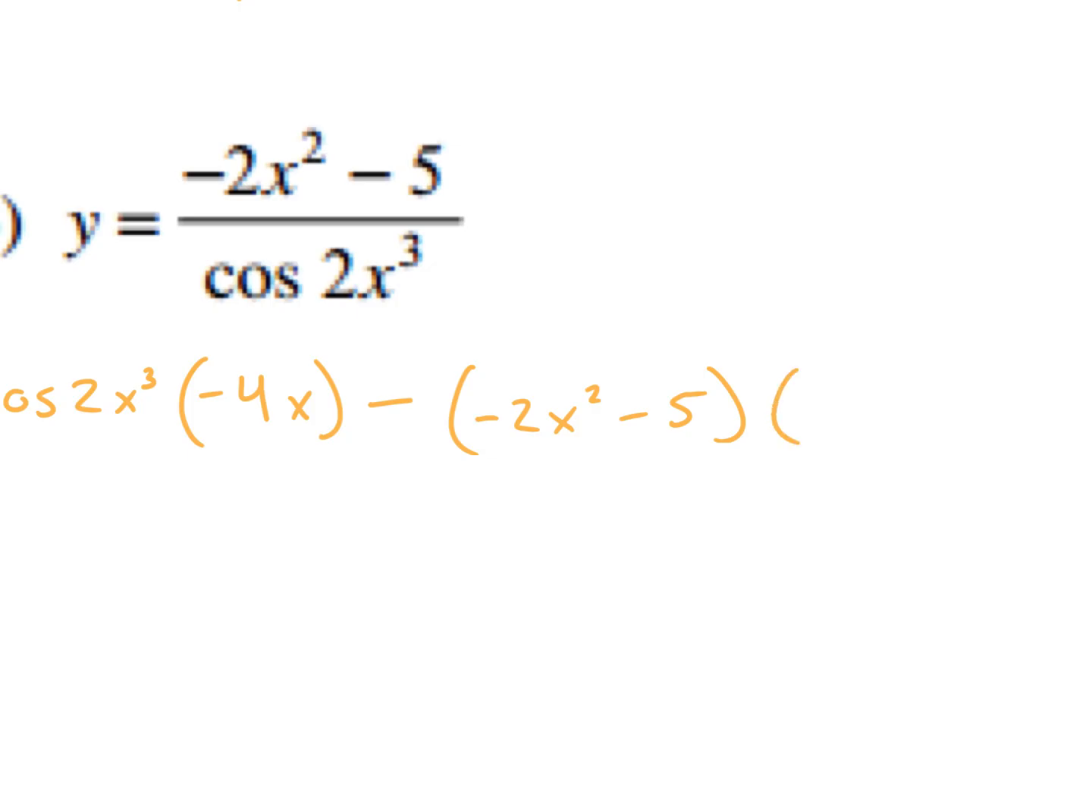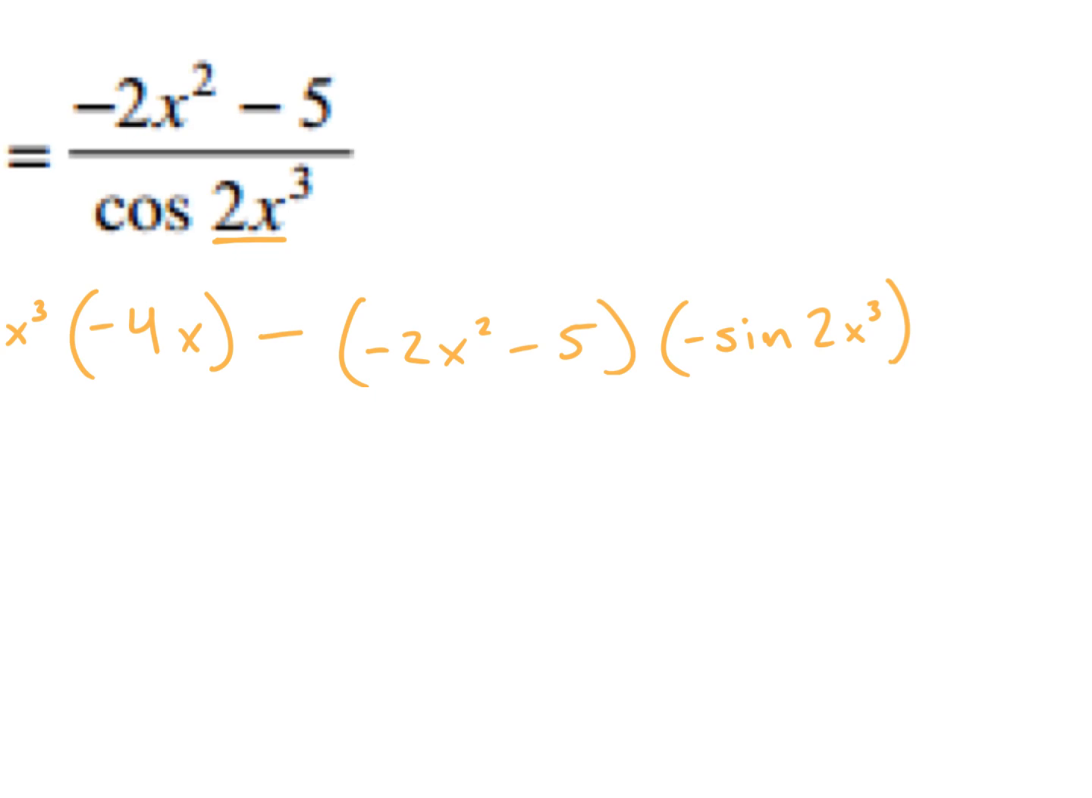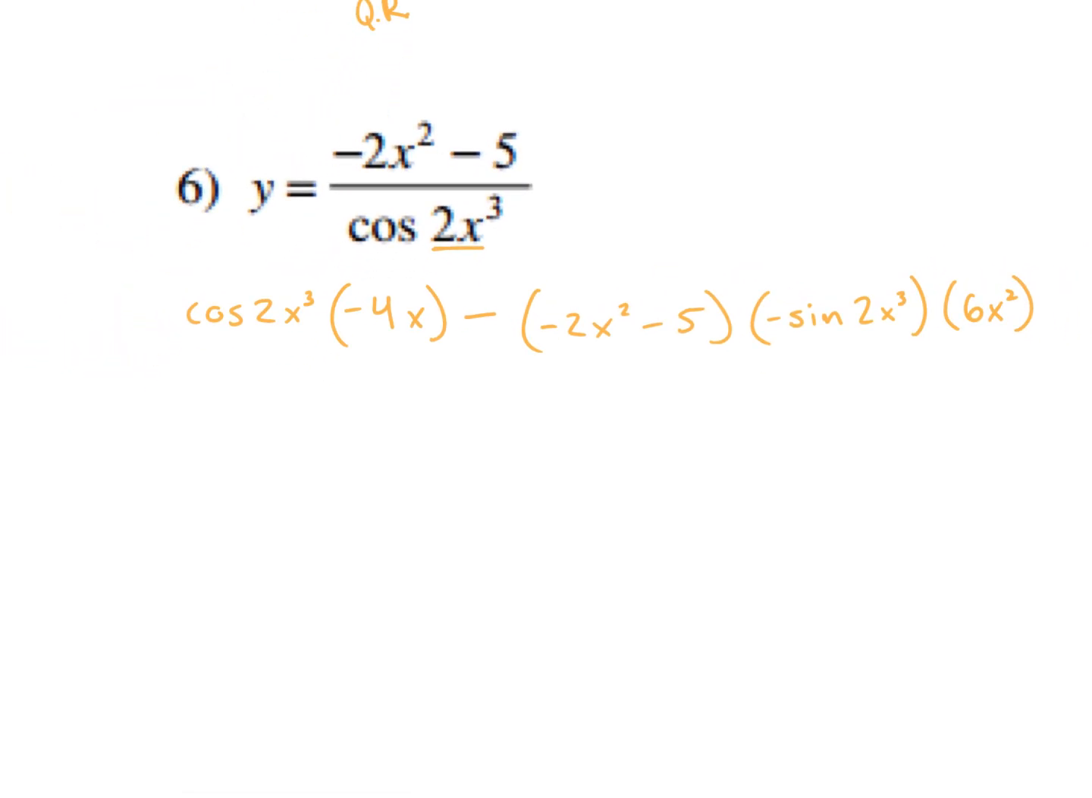What's the derivative of cosine? Negative sine 2x cubed times the derivative of what we're taking the trig function of. So what's the derivative of 2x cubed? 6x squared. Over what? Awesome. So cosine squared of 2x cubed. Which we could clean up a lot. But this would be the gist of it.